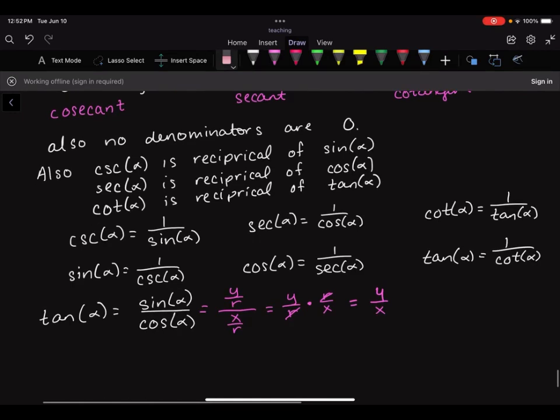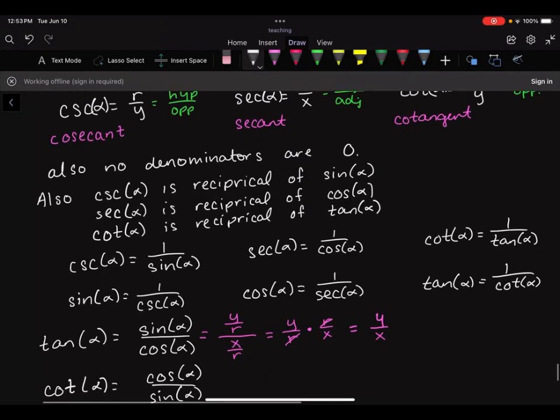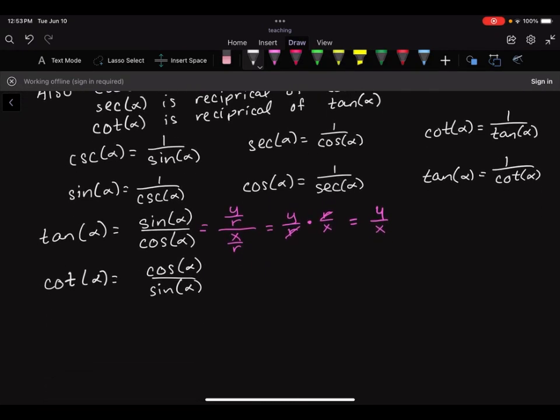So sometimes we may want to use the fact that tangent is sine over cosine. Also, cotangent is cosine over sine. I know this is a lot to remember if this is new for you, but these are things that we will be working with the entire quarter, all throughout this course. So it is good to try to start remembering these sooner rather than later.